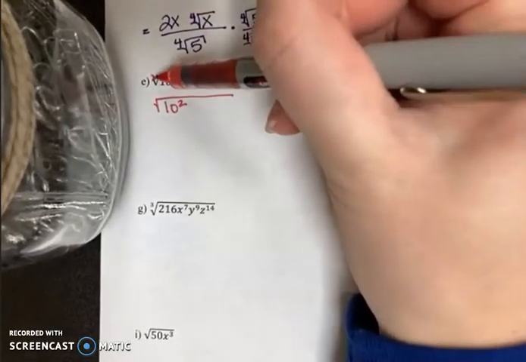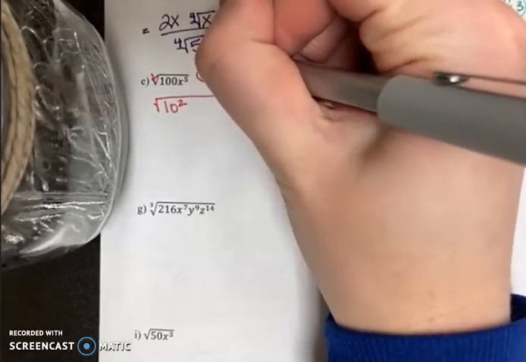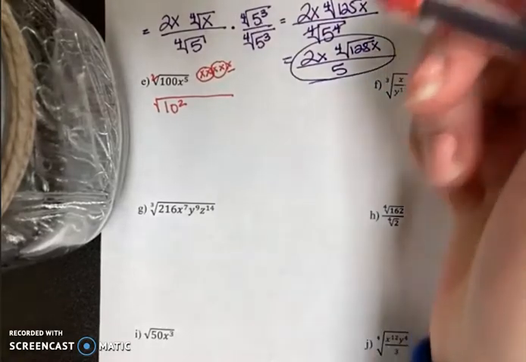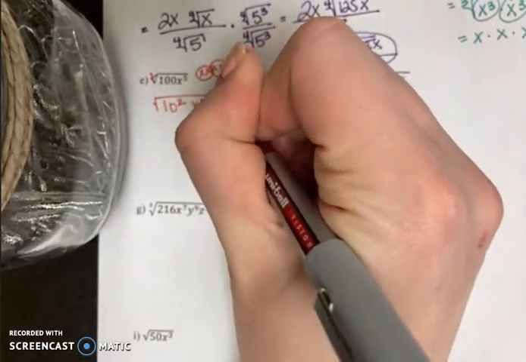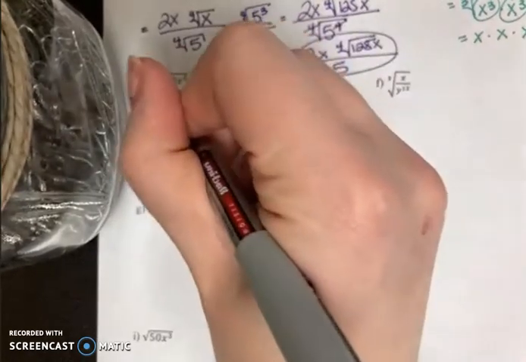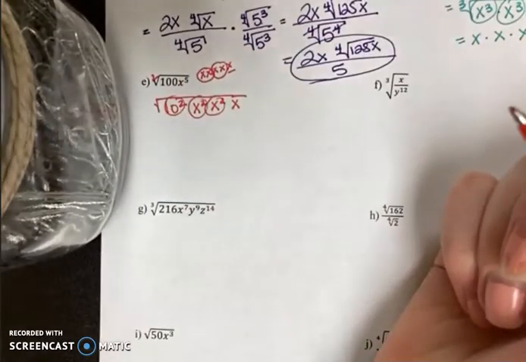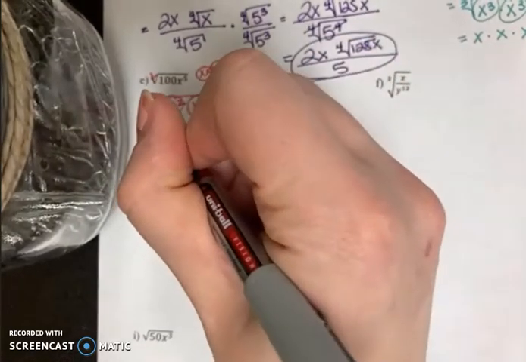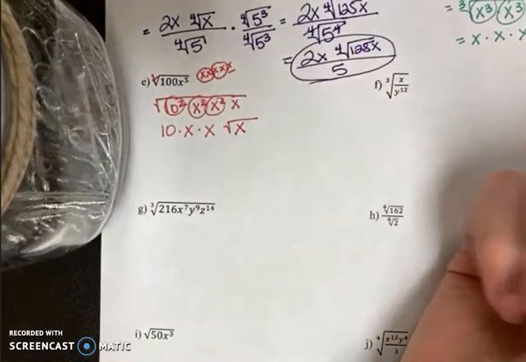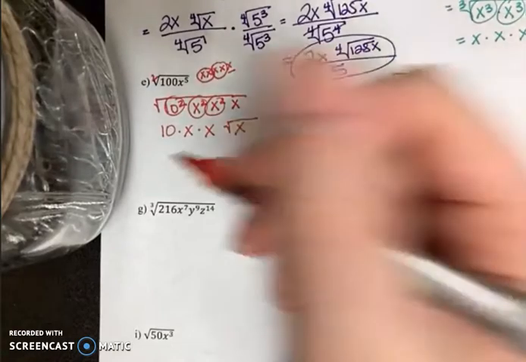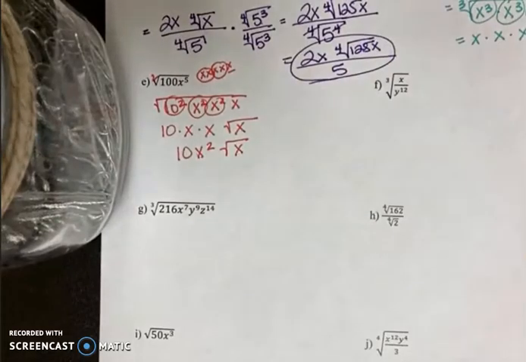Because I have a square root, I need to make sets of 2. So 1, 2, and I have an x left over. That means I can rewrite it as x squared times x squared times x. I can only pull out the perfect squares, but whatever isn't a perfect square needs to stay behind in the square root. So I can pull out a 10 times an x times an x. But the x to the first power is going to have to stay in the square root, meaning my final answer is 10x squared times the square root of x.